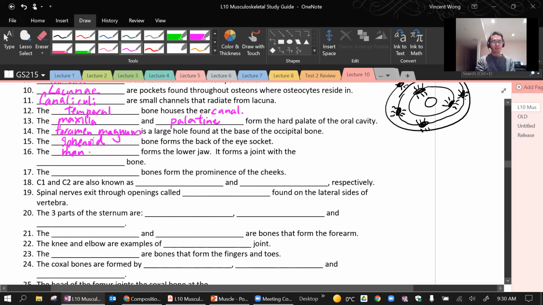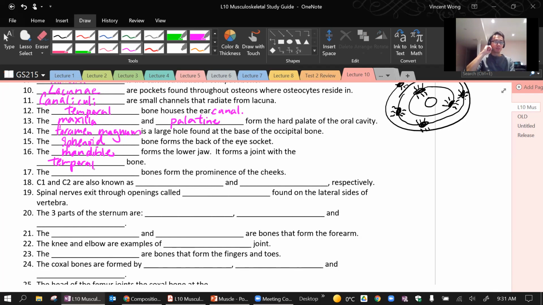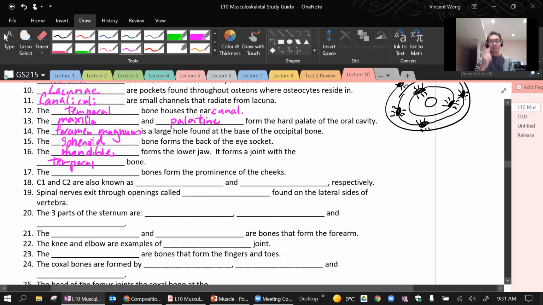The mandible forms the lower jaw. It's the only movable bone in the head. And then it forms a joint with the temporal bone, like right here, around this area. So if you move your jaw, some people can feel the TMJ, the temporomandibular joint, kind of clicking. The prominence of the cheek, that's the zygomatic.